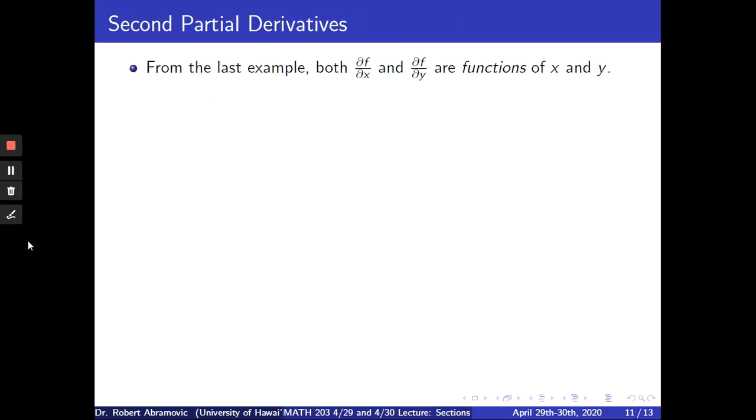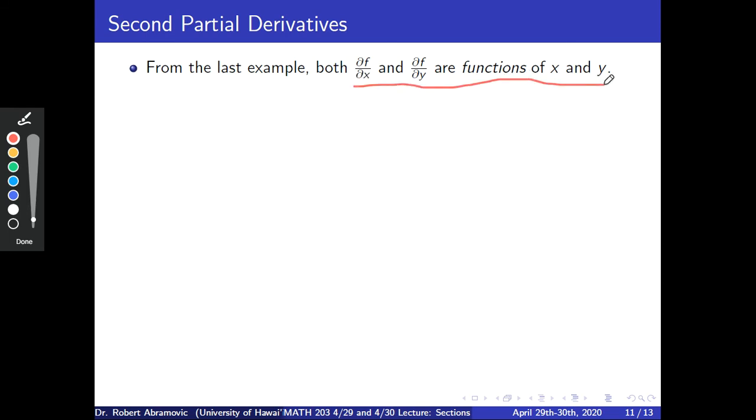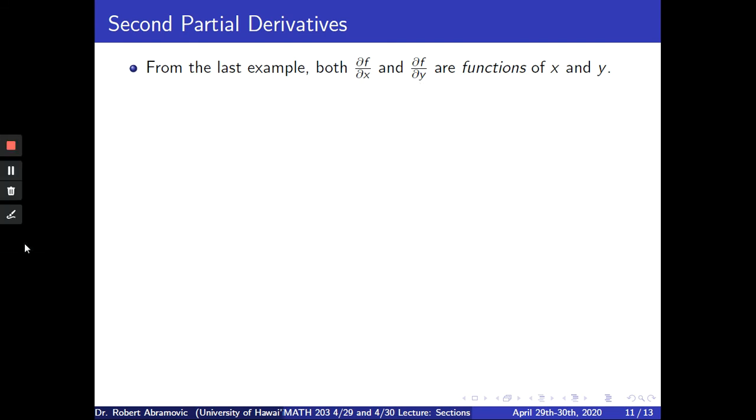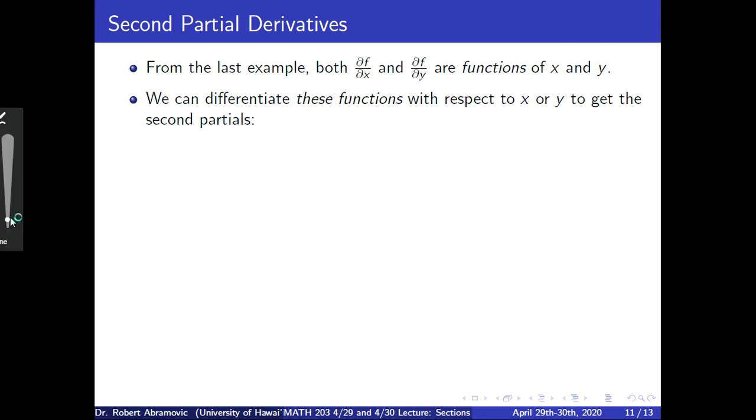Okay, there you have it. We computed the first partials. Now, there's also something called second partials. So notice from the last example, both df dx and df dy are functions of x and y. When you differentiate the function f of x and y with respect to x, you get another function of x and y. When you differentiate the function f with respect to y, you get a function of x and y. We can differentiate these functions with respect to x or y to get the second partials.